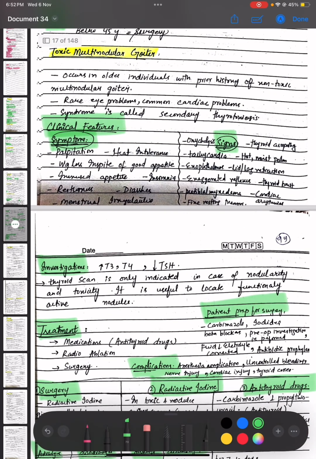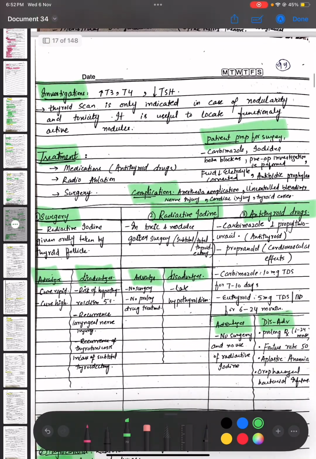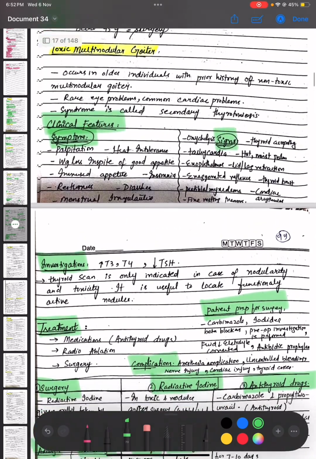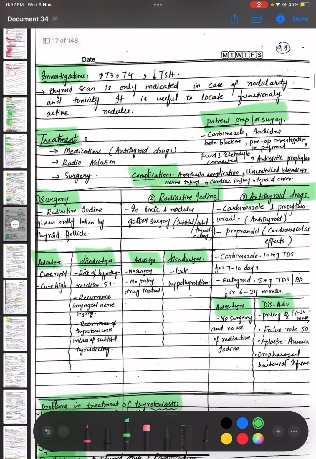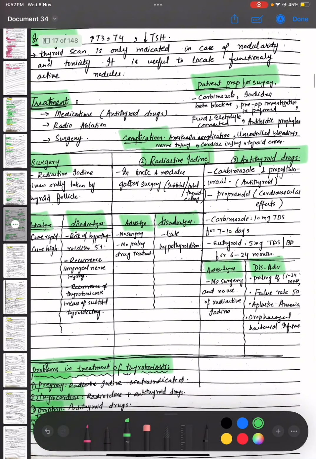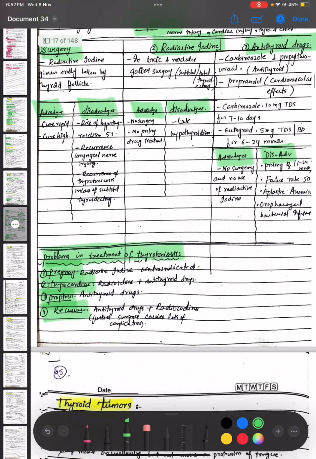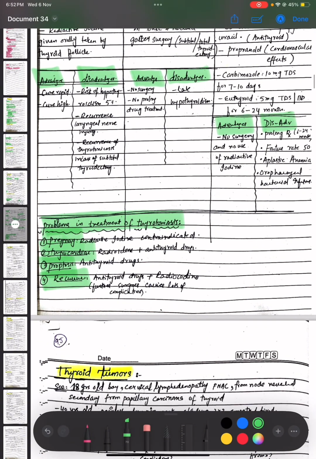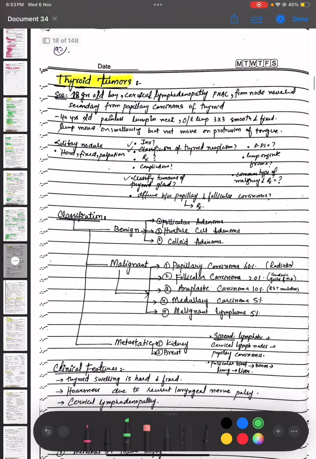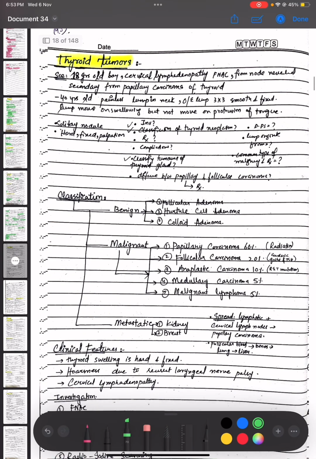Then what are the symptoms and what are the signs? Then what are the investigation options for toxic multinodular goiter? Then what are the treatment options and the patient preparation for surgery? Then what are the complications? We have studied the three main treatment options, that is surgery, radioactive iodine, and antithyroid drugs, and the advantages and disadvantages of each. Then we discuss the problems in treatment of thyrotoxicosis, the problem in pregnancy, in thyrocardiac disease, and the prognosis and recurrence. Now we will study the next topic, that is thyroid tumors.